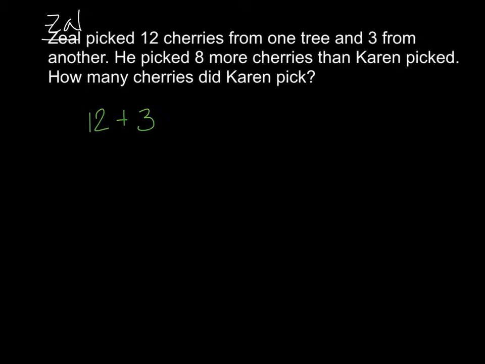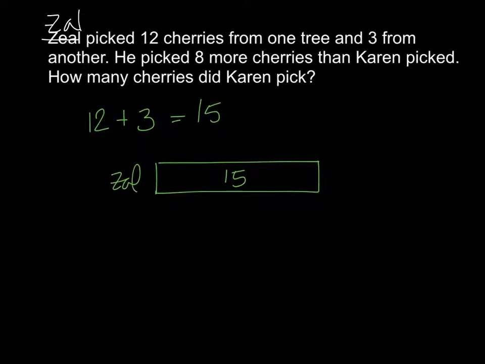All right. So let's see here. He has 12 and 3, so we can talk about what does that make, right? Now, we can talk about a comparison bar. We have 12 and 3. Let's talk about that being 15, right? This is how many Zal picked. Okay. He picked 8 more than Karen. So Karen's bar is going to be less than Zal's, right? This is Karen's bar. And we know that what's left over is going to be that 8 because he picked this many more than Karen did. So we can figure out then what is Karen's.